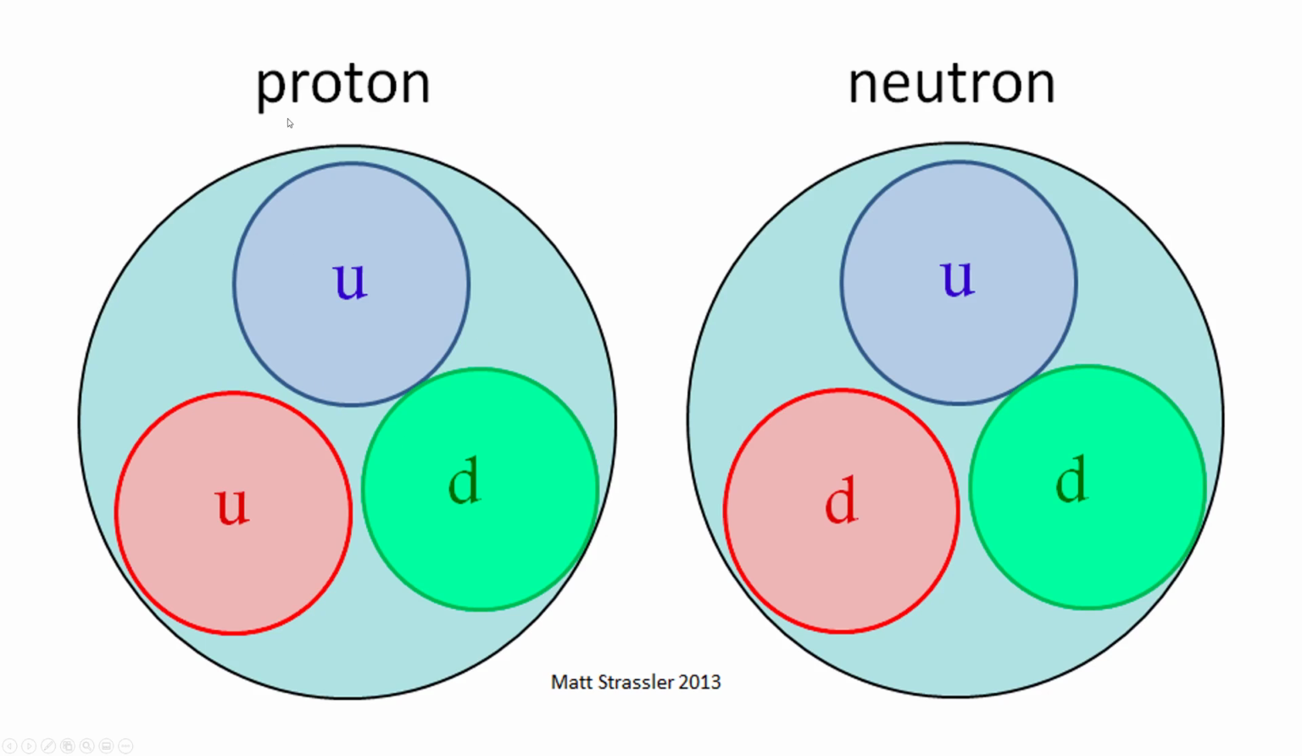Here's a picture for you. The proton you can now picture as a particle made of three smaller particles, two ups and a down. The neutron is made of an up and two downs. Those are the quarks that make up each thing.